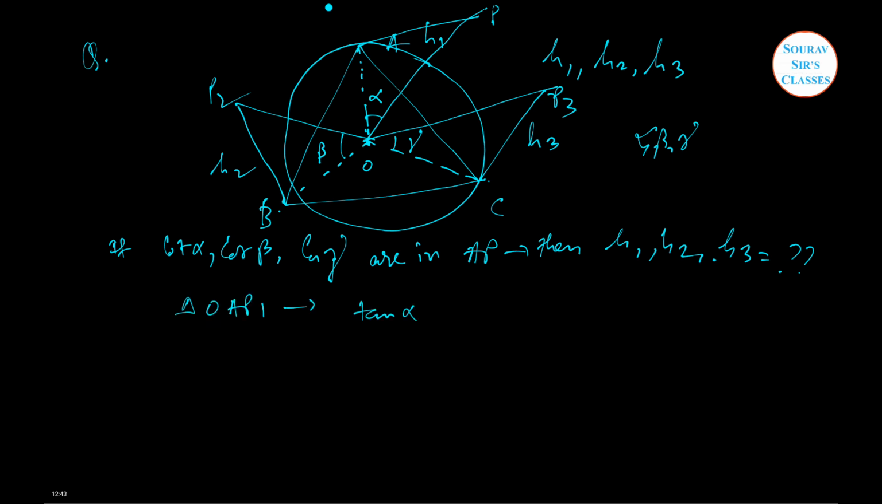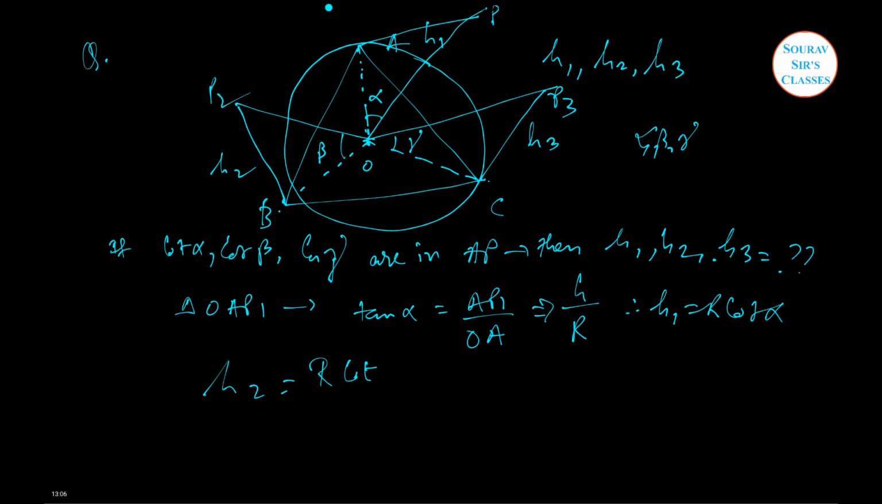As usual, like every sum, I will be doing it with respect to tan. So tan alpha equal to AP1 by OA, so here we can write H1 by R. So simply H1 equal to R cot alpha. We are going to do everything with respect to cot here. Similarly H2 equal to R cot beta, and H3 equal to R cot gamma. That's it. It is given that they are in AP, so we can write 2 cot beta equal to cot alpha plus cot gamma.